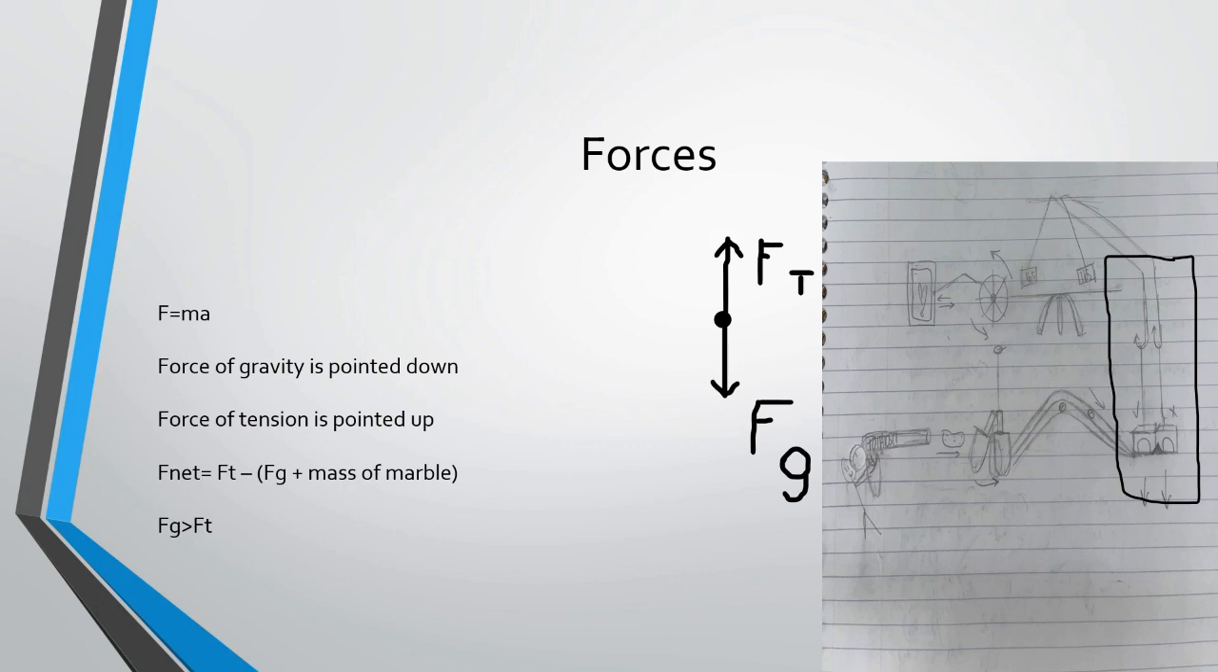Before the marble goes into the box, the two forces are at equilibrium with one another. However, after the box gains more mass via the marble, the two forces are no longer equal to one another. This causes the box to move downward.